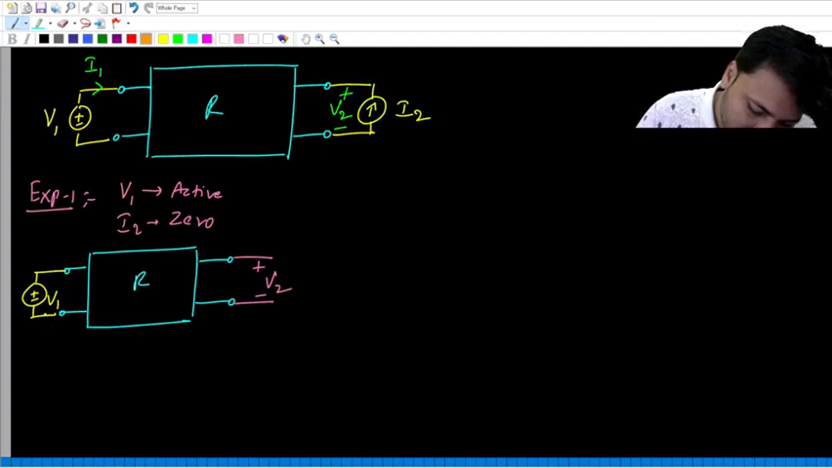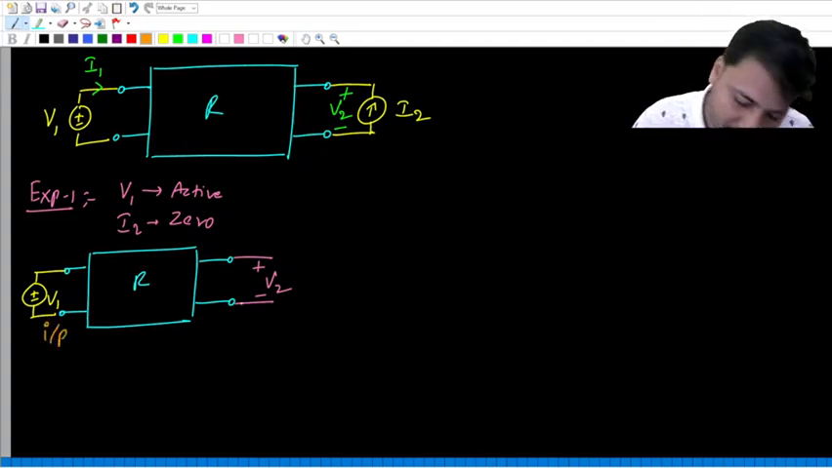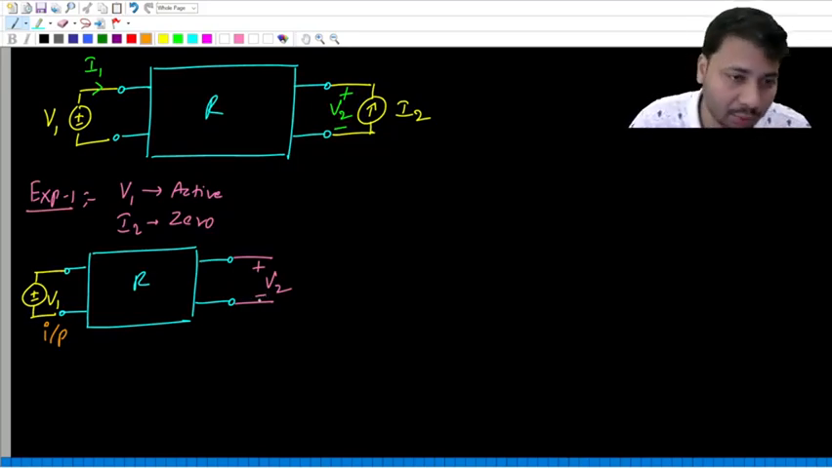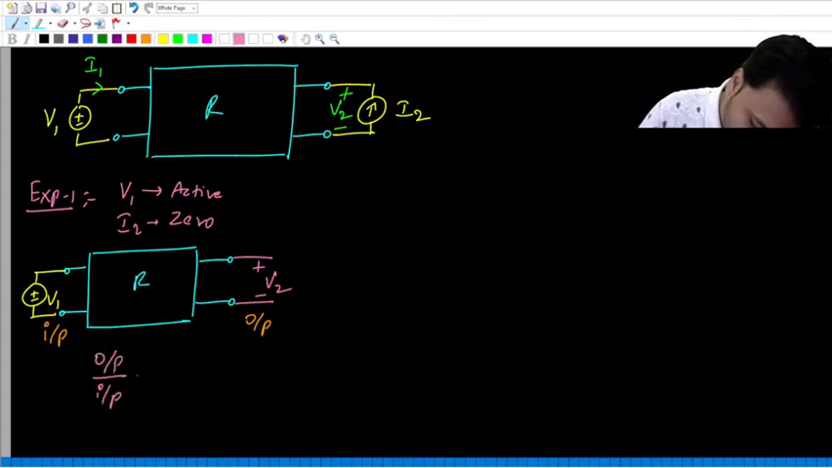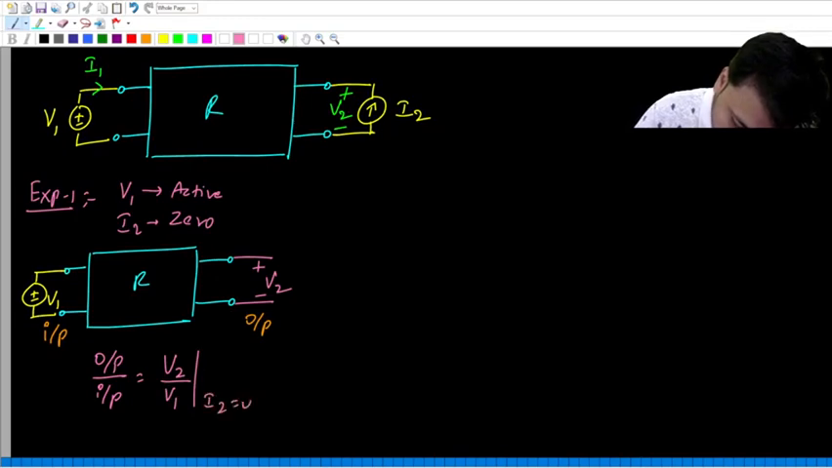In each experiment, you will have input on one side, output on the other side. You have input on the left side, because on the left side we have the independent source. So the right hand side open circuit voltage becomes the output. And I always tell you, in each experiment we measure the ratio of output to input, which is V2 by V1, when I2 is made 0.